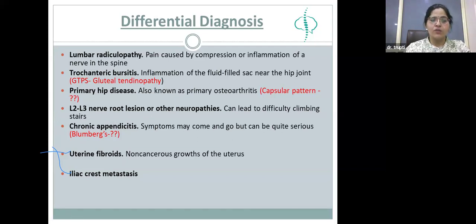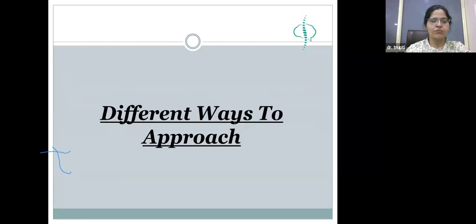Then you have to check for L2, L3 nerve root regions. Again, appendicitis is going to cause pain. Then uterine conditions will mimic somewhat similar pain. For uterine fibroids, you have to check for any menstrual irregularities or if the patient is having PCOS. Then iliac crest metastasis. Now we will see different ways to approach it.